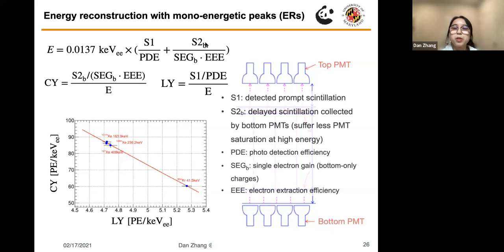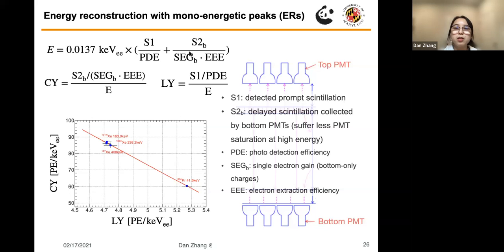And the subscript B here means that we actually use the bottom PMT collected charges only in the S2. This is because it has a more linear behavior and covers a wider energy range, because we are using the peaks from more than 400 keV all the way extending to around 10 keV. In that sense, we want more linear responses, and we just keep using S2B for consistency.